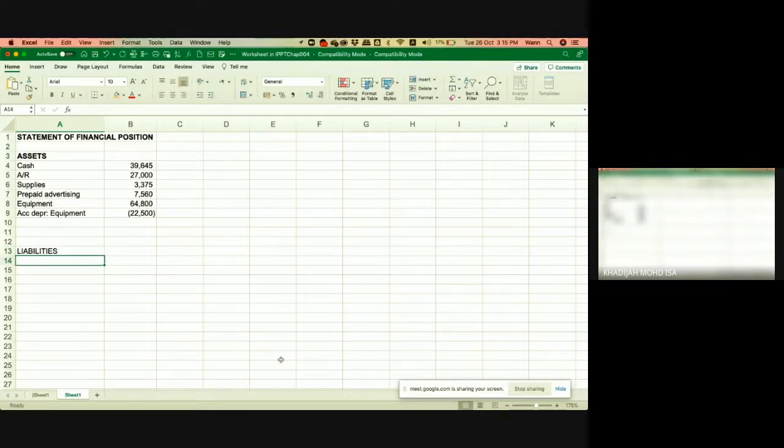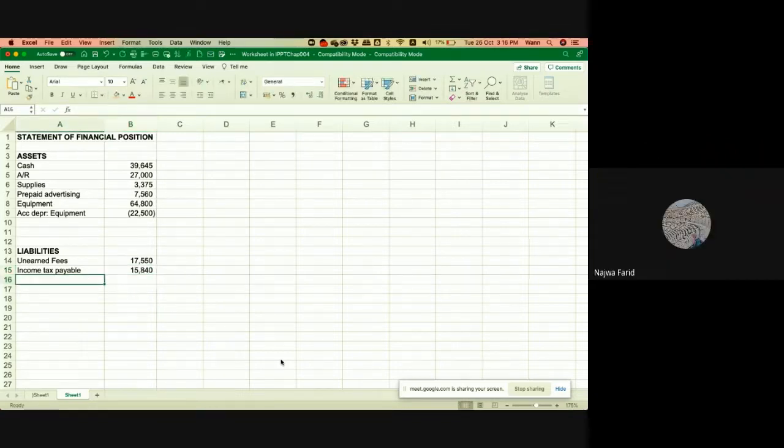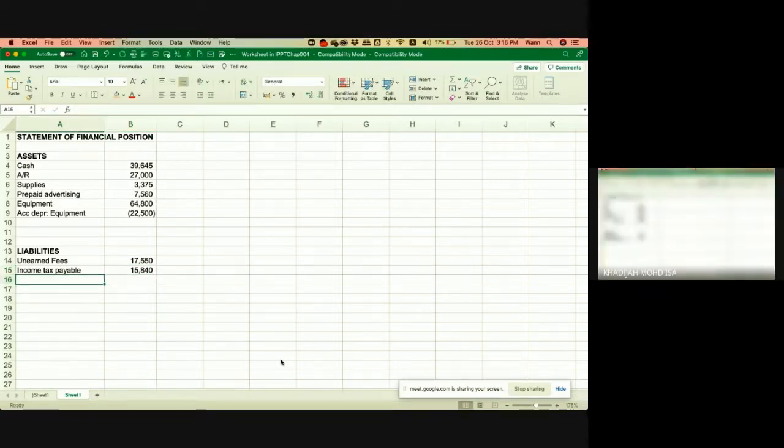It's already your liabilities. Unearned consulting fees. Unearned fees, a little bit. How much is unearned? 17,500. What else? Income tax payable. 15,850. 840. 40. Okay. And then we have capital stock.